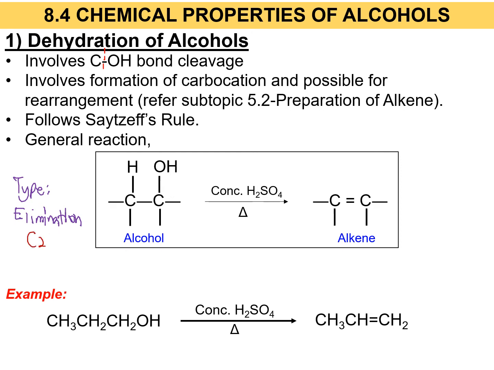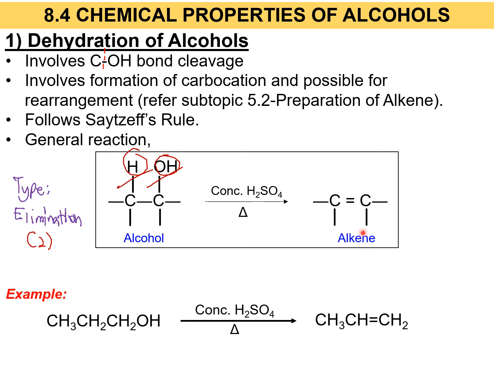So you eliminate dua benda tu apa? You akan eliminate OH and you akan eliminate hydrogen. Okay? So that's why dia kata bila you buat dehydration of alcohol akan melibatkan carbon dan juga OH bond cleavage. Okay, sebab you eliminate OH ni. Okay, and therefore you akan dapatlah double bond, dapatlah alkene.